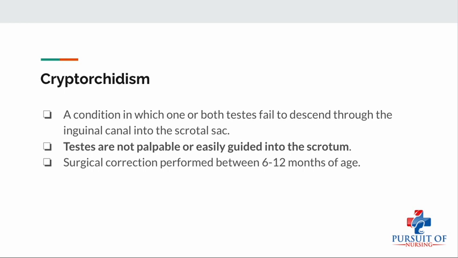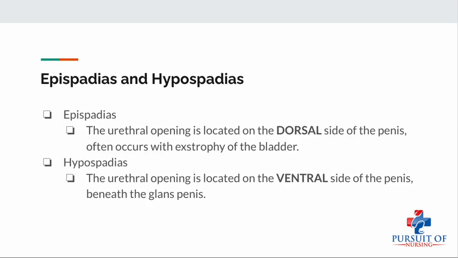All right, cryptorchidism. It's a condition in which one or both testes fail to descend through the inguinal canal into the scrotal sac. So the testes are not palpable or easily guided into the scrotum. Surgical correction can be performed between 6 to 12 months of age, but oftentimes this will spontaneously resolve within the first 6 months of life and does not require surgical intervention.